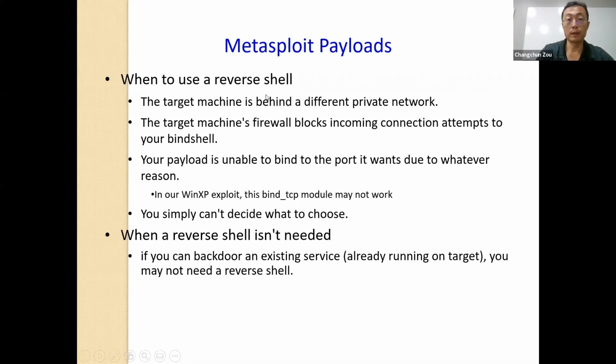When to use a reverse shell? When the target machine is behind a private network, or when the target machine's firewall is enabled and blocking incoming connections, especially since most firewalls will block any incoming connection that is not recognized. So if you're connecting to a port like 4444, certainly the firewall will block that connection. Or if the payload is unable to bind to that port for some other reason, or you simply cannot decide, then just choose reverse TCP, the reverse shell.